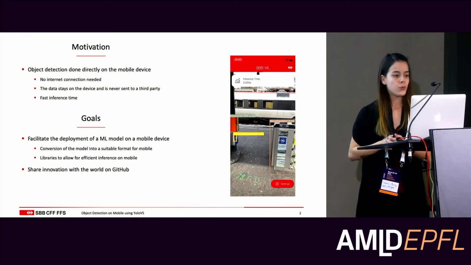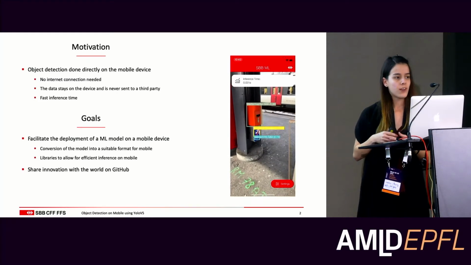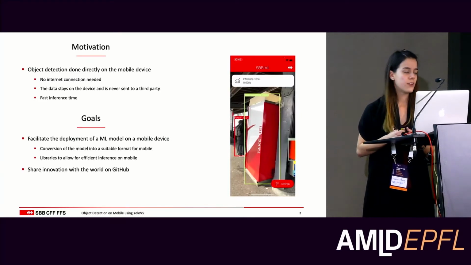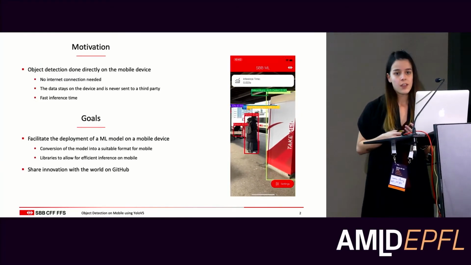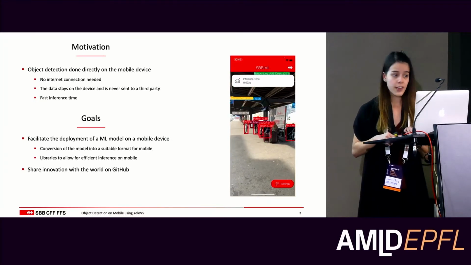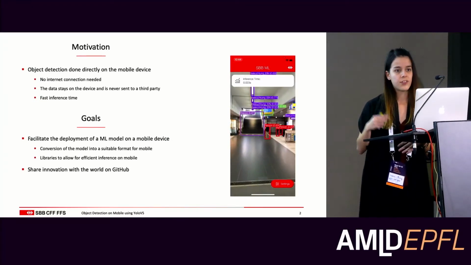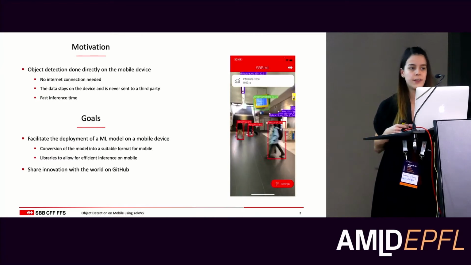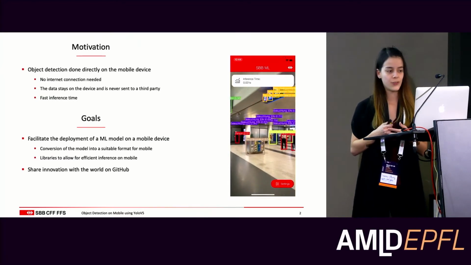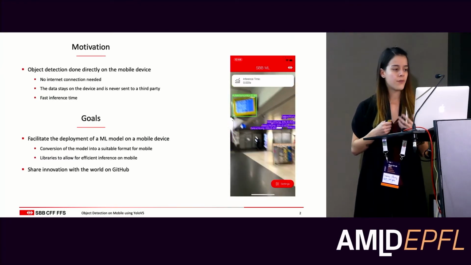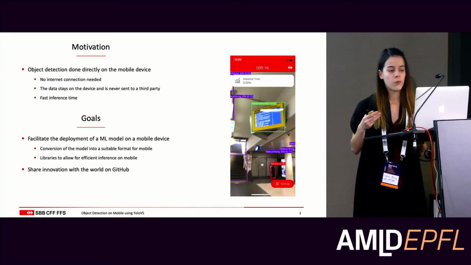So we wanted to bring object detection directly on mobile, and the motivation for that is really standard. That is, we don't want to depend on internet. We want the data to stay on the mobile phones, so that we don't have any privacy issues. And we also wanted to have a fast inference time, if possible, real-time inference.